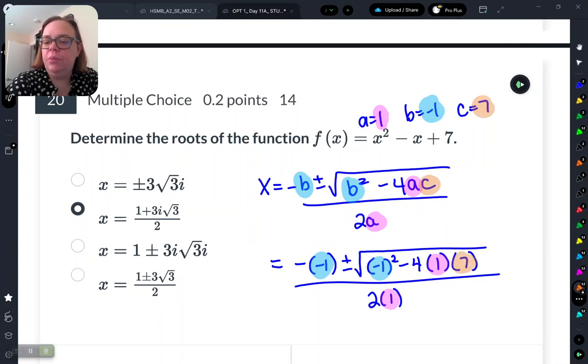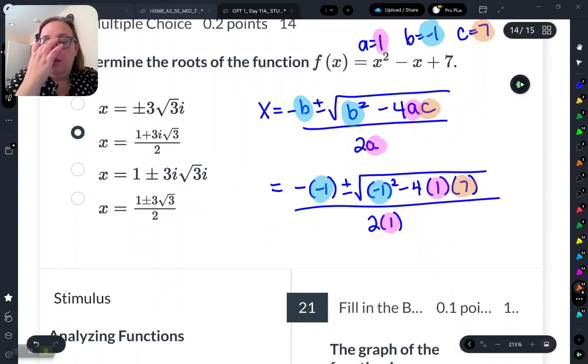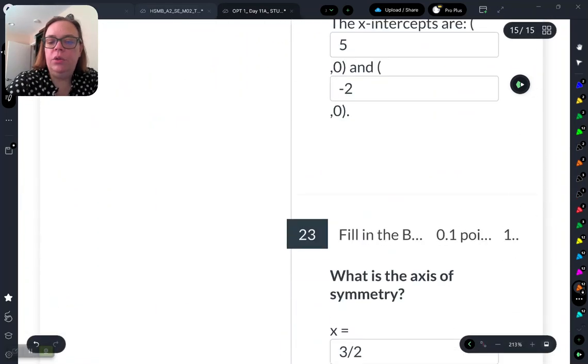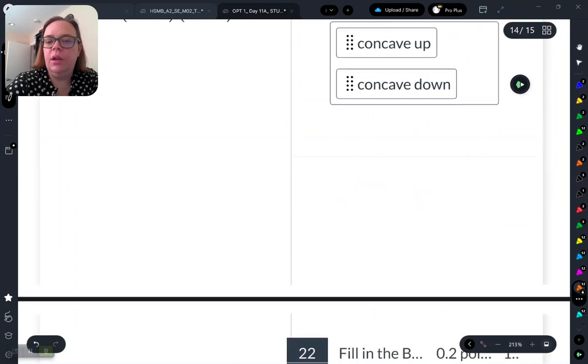Oh, I guess there's 21 and 22 and 23 still. Okay. I thought I only went to 20.